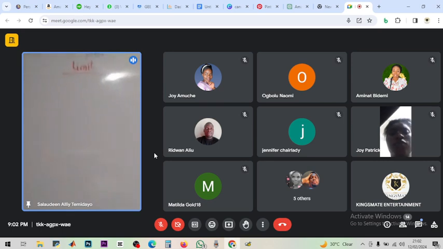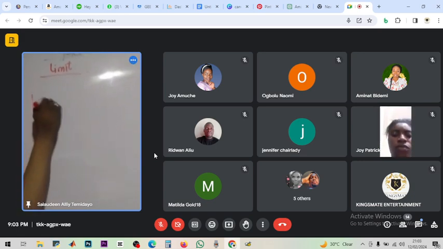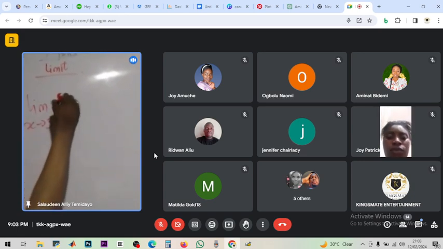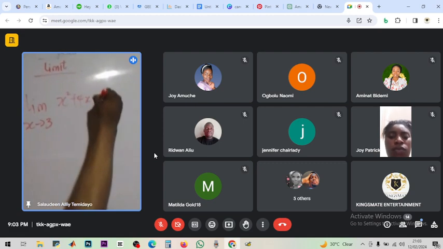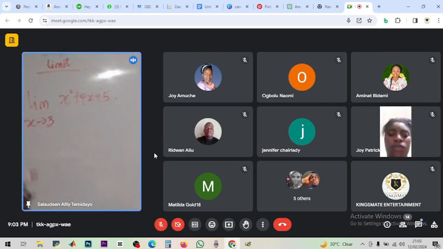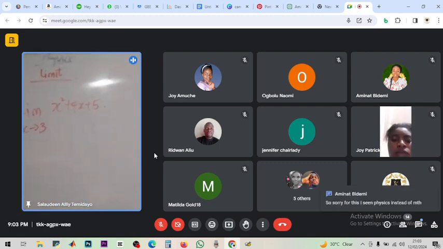Did we understand what we mean by the limit now? Limit x to 3 in x squared plus 4x plus 5 means x is exactly 3, not less and not more. So 3 will be the minimal value and it will be the maximal value.